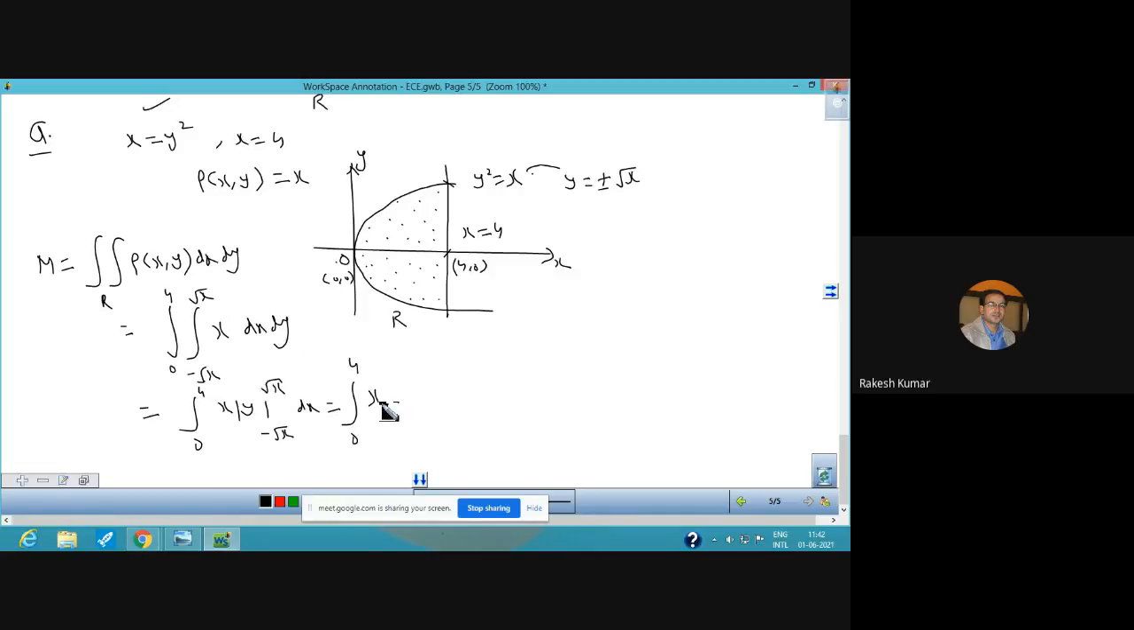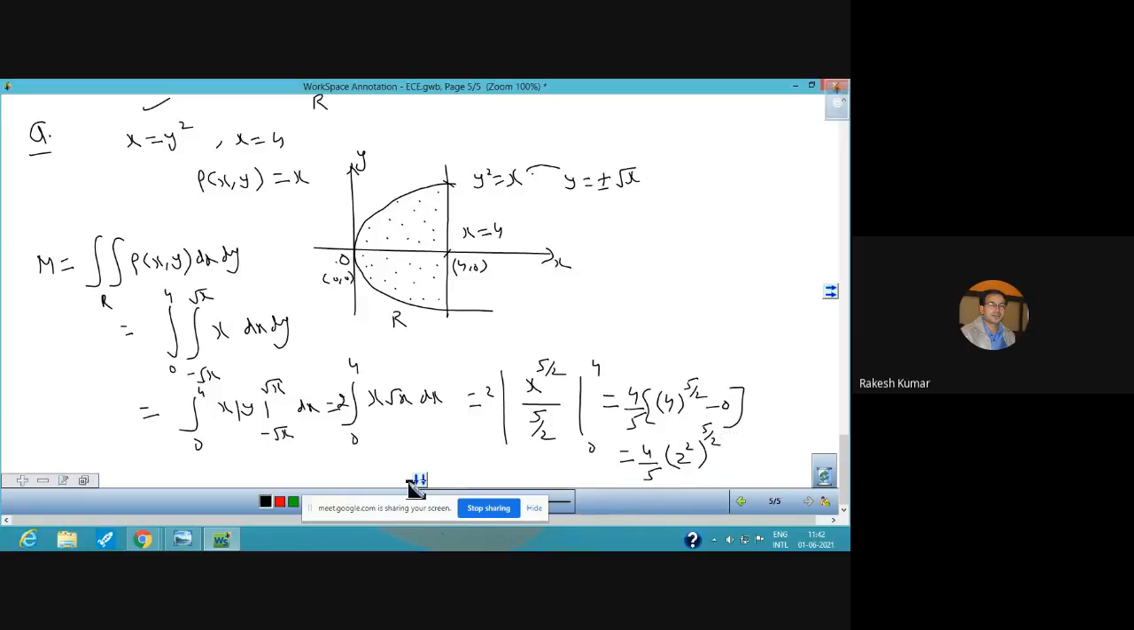So 0 to 4, x, and that becomes 2 times x root x dx, and its integration is x raised to power 3 by 2. So after integration, x raised to power 5 by 2, and the limits are 0 to 4. So 4 upon 5 and 4 raised to power 5 by 2 minus lower limit will give you 0.